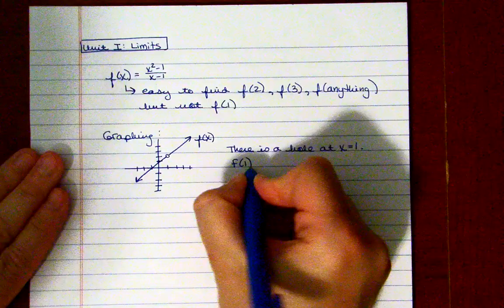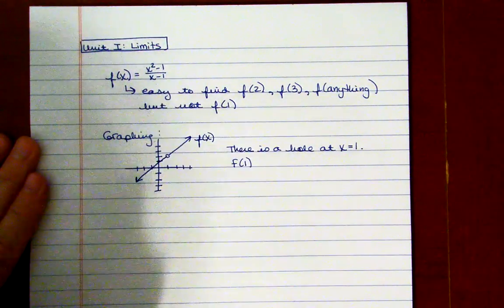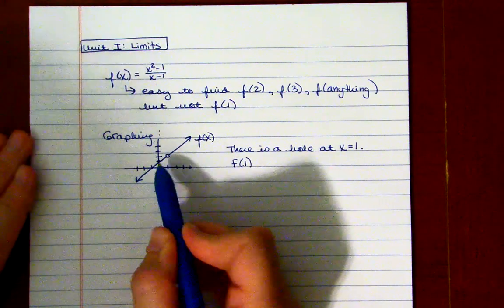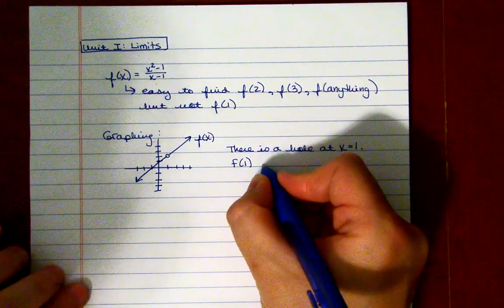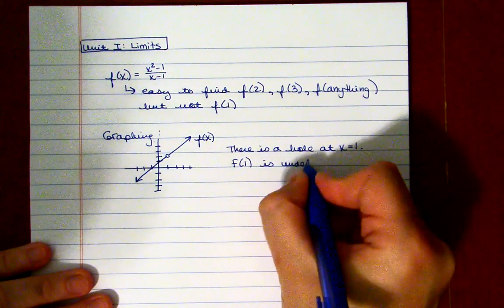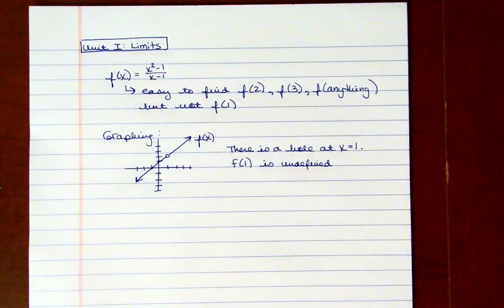F of 1, what is f of 1? Well, what happens when we try to plug in 1 in here? Nope, can't do that. And if I look at the graph, go over to x equals 1, go up to the graph, there is no graph there. I have to say f of 1 is undefined.